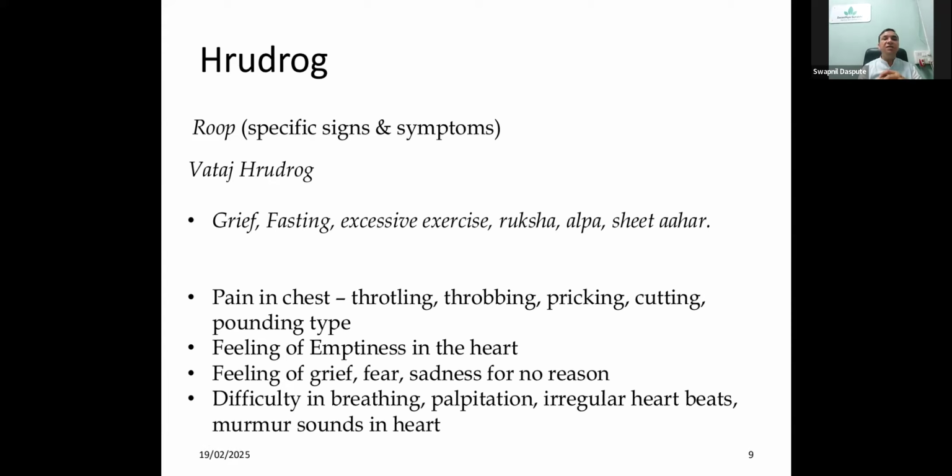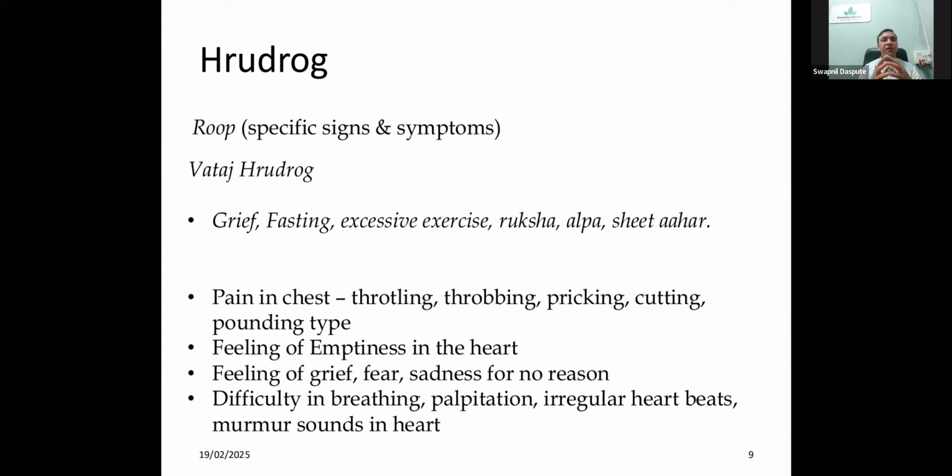Feeling of emptiness in the heart. Okay, Rud Shunyata. Shunyata is the Sanskrit word, emptiness in the heart. So emptiness in the heart is a feeling of low morale. Okay, the patient is feeling low on energy, or demoralized completely. So that is feeling of emptiness in the heart.